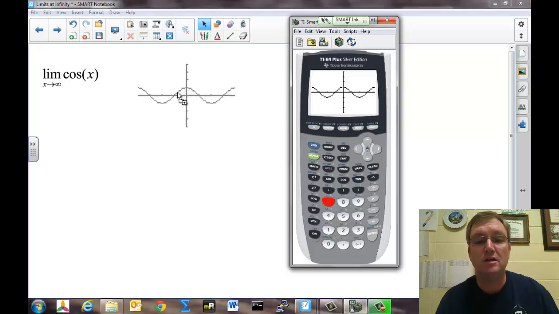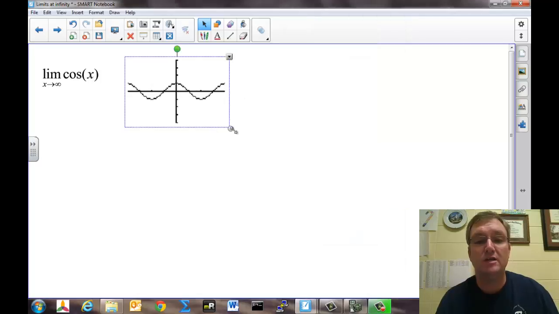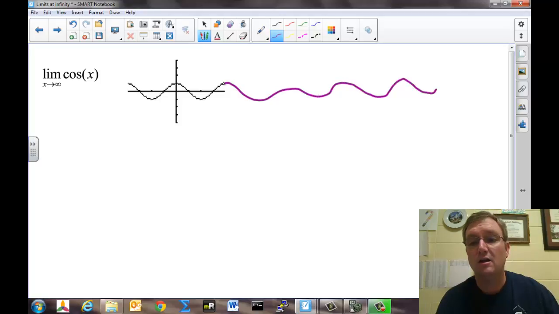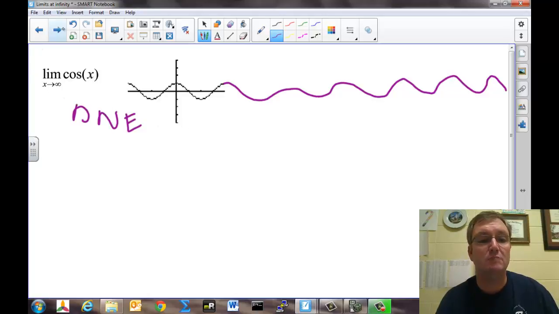We could piece this graph together over and over again, and we know that the function is going to continue in this same cycle throughout everything. So as x approaches infinity, it's not approaching a specific number. It's just going on in the same pattern all the way through. So this limit does not exist because it's not approaching a specific number.